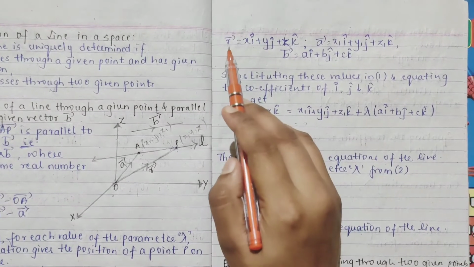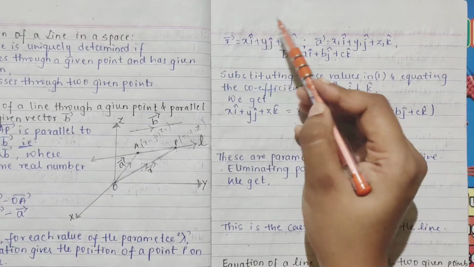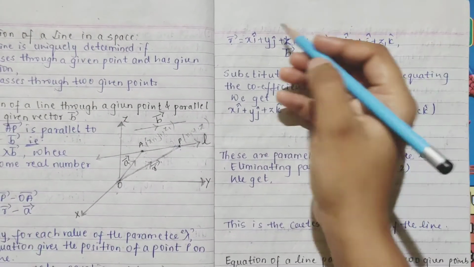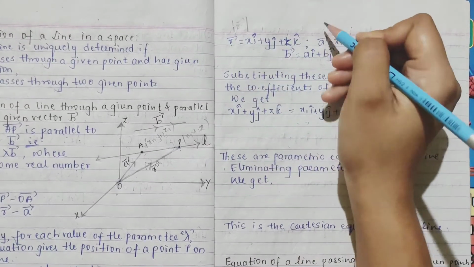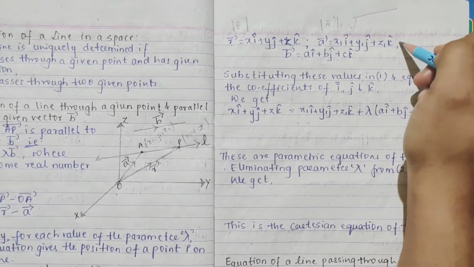Here you remember one thing: when we take the modulus of vector r, because this is a position vector, you take root of x square plus y square plus z square, right? The same goes for vector a. This also becomes root of x1 square plus y1 square plus z1 square.